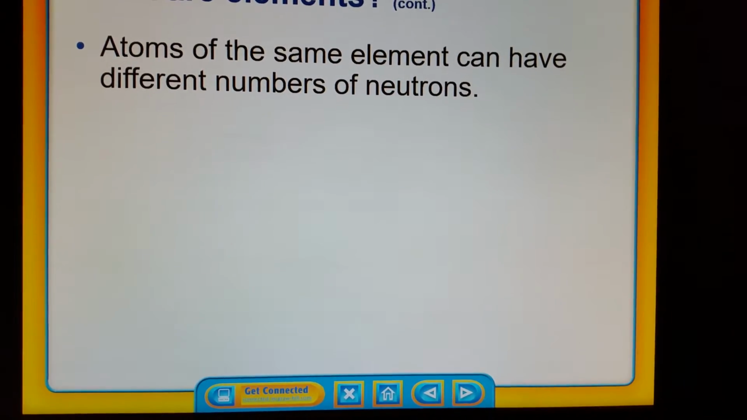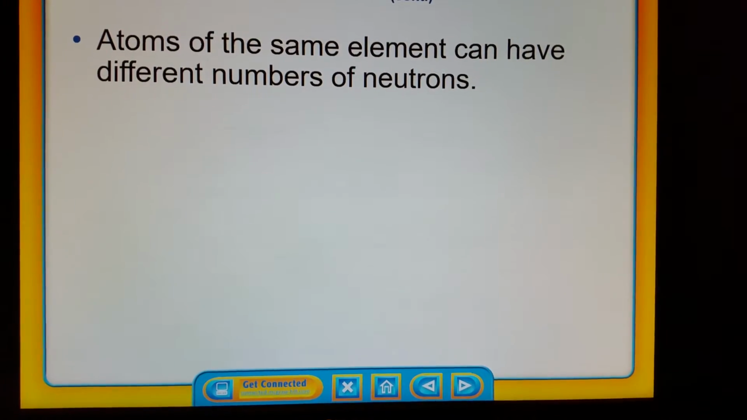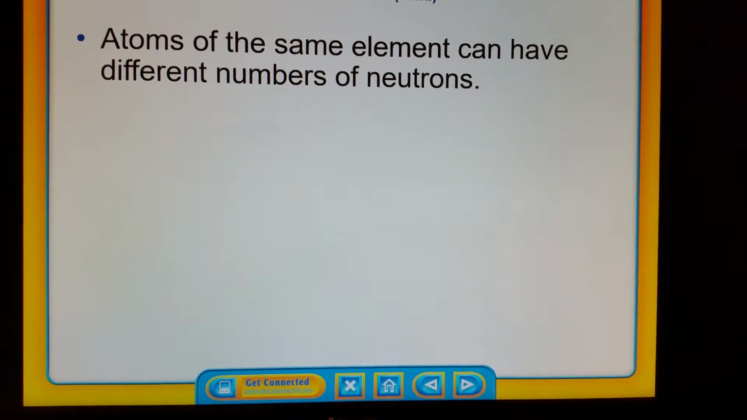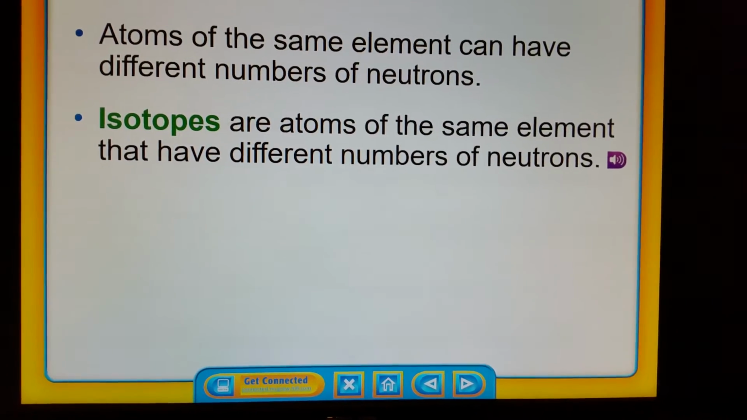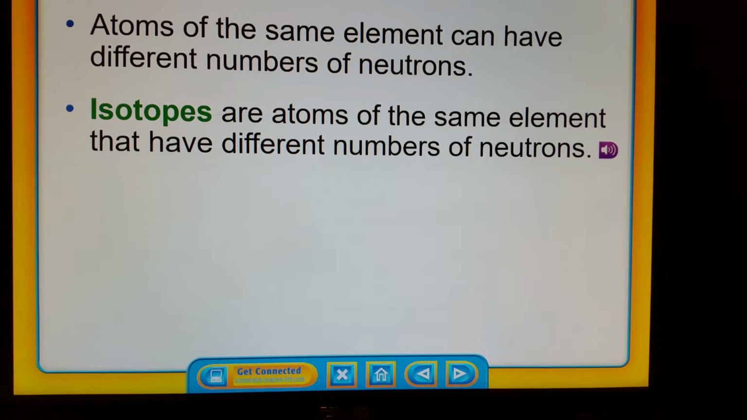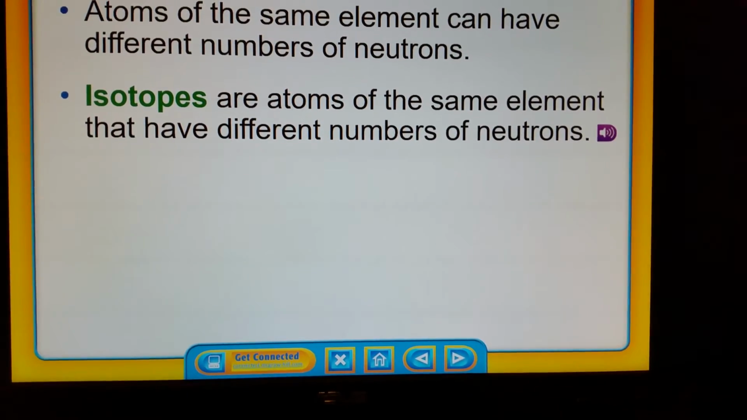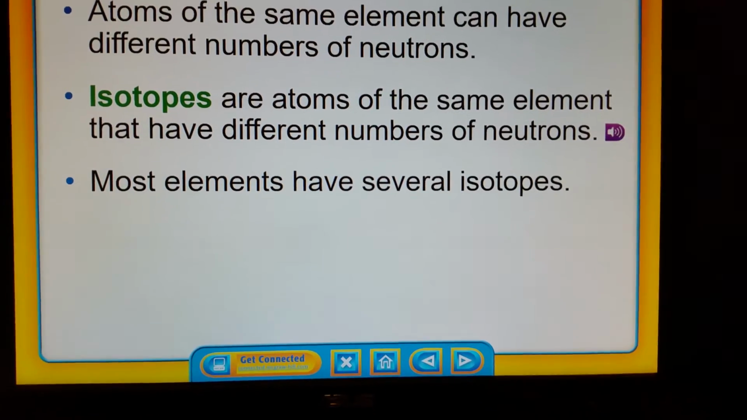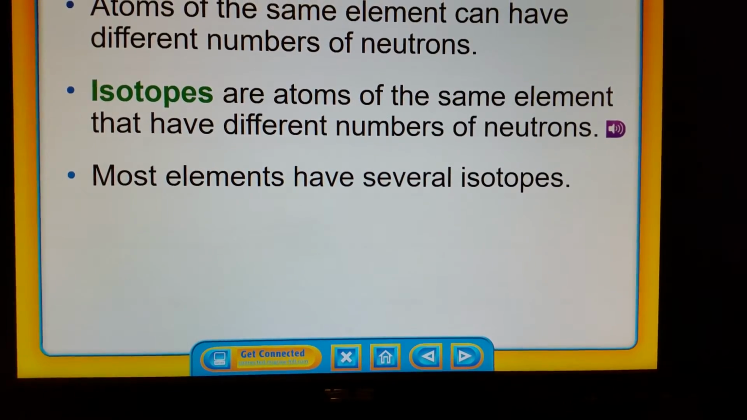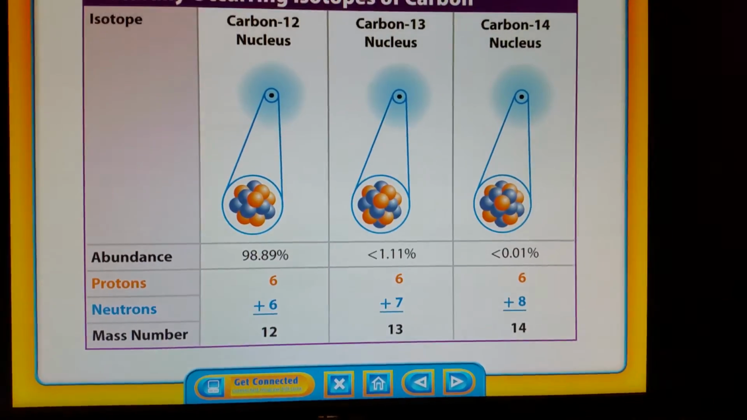Atoms of the same element can have different numbers of neutrons, boys and girls. Let's see why. All right, I'm going to introduce isotopes. Isotopes are atoms of the same element that have different numbers of neutrons. Most elements have several isotopes. Let's take a look at them.